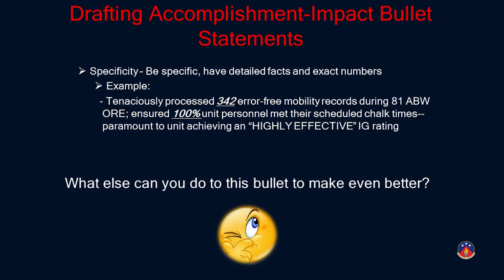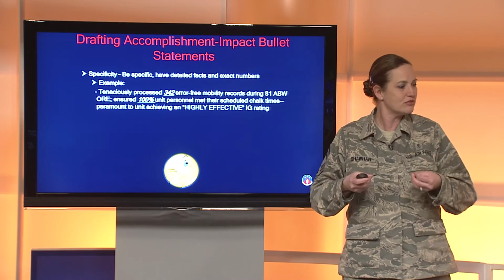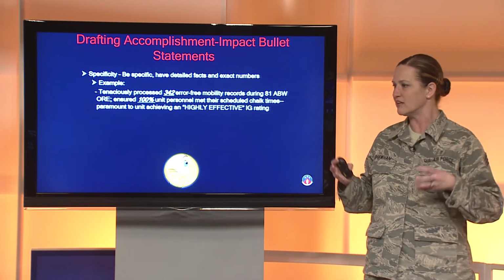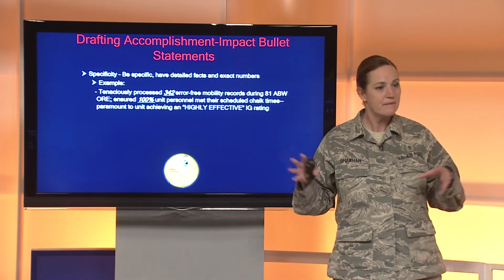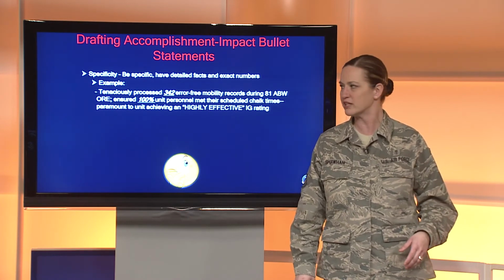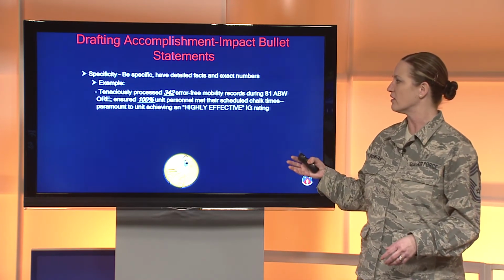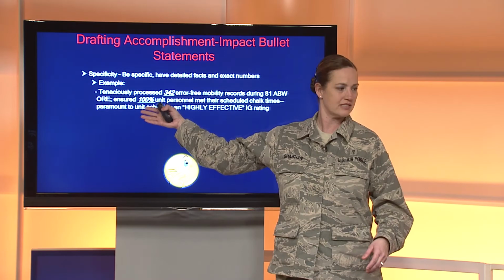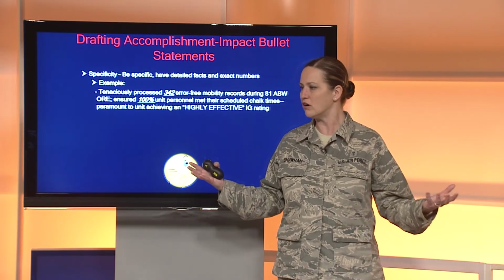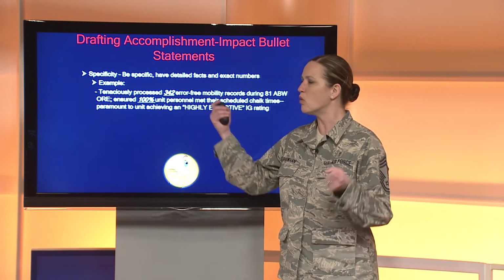So here we did 342 error-free mobility records during the 81st Air Base Wing ORE. It gives us a tangible number. It doesn't leave us with that guessing or almost the fluff that says, well, it's over 300. I mean, what could that mean? And so you're going in there. And again, it said here, what did it say here? Do you remember? All unit personnel. Still all, all, but here you have 100%.